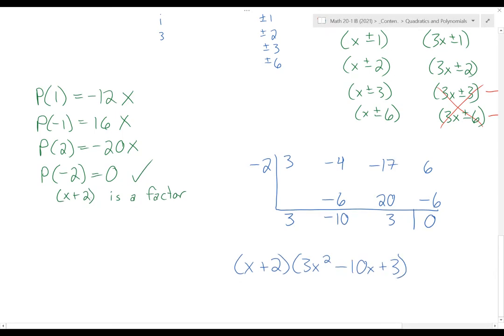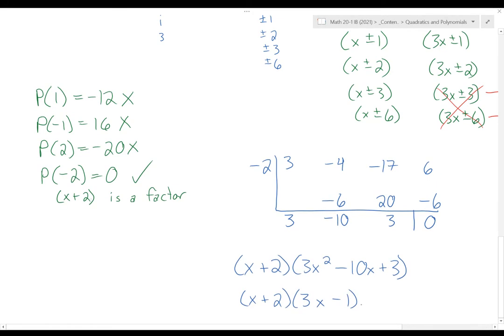At this point, I have a quadratic, so we have a lot of techniques for factoring quadratics. I could actually use the factor theorem and the remainder theorem again, but that's a bit of a waste of time here because I can factor this one just by inspection. I get 3x minus 1 times x minus 3. So those are the 3 linear factors.